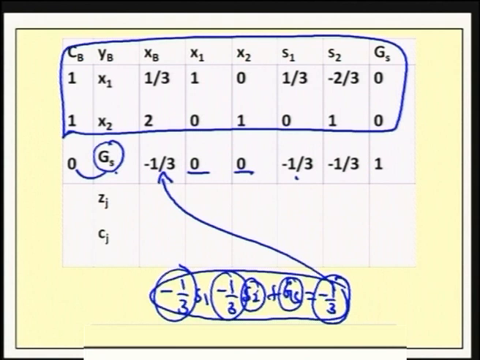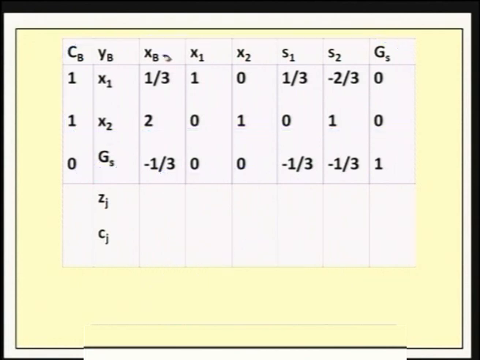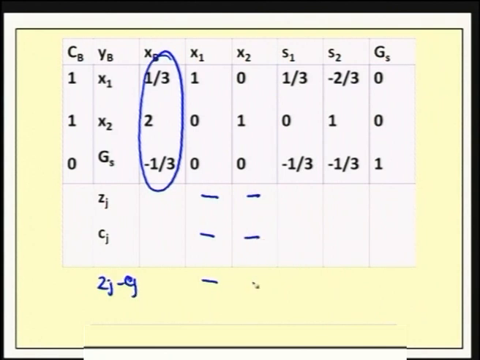Now, we have to improve this solution to an optimum integer solution. For that, we have to use the dual simplex method. For the dual simplex method, first we look at all the xb values. If all xb values are positive and all zj minus cj are greater than or equal to 0, then the optimal solution is obtained. For this problem, x1, x2, and gs are in the basis, therefore the corresponding zj minus cj value for those variables is simply 0. Therefore, no need to compute zj minus cj for those variables.